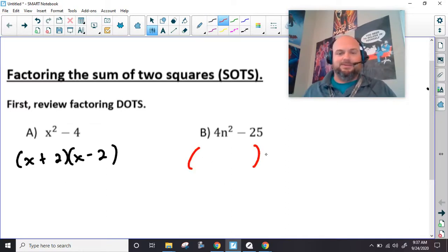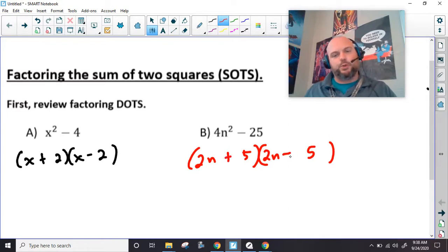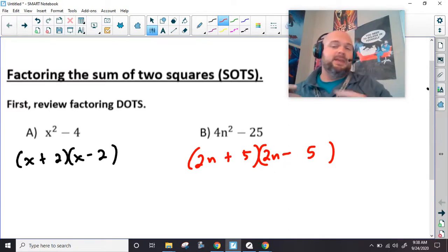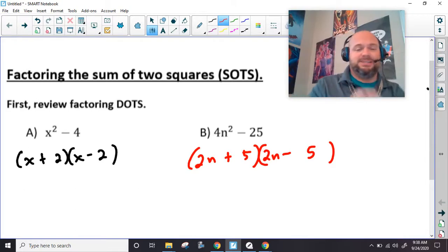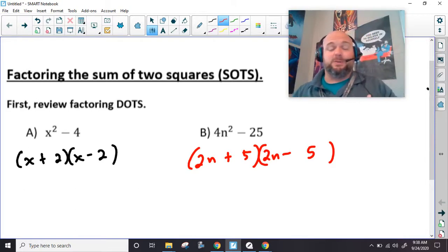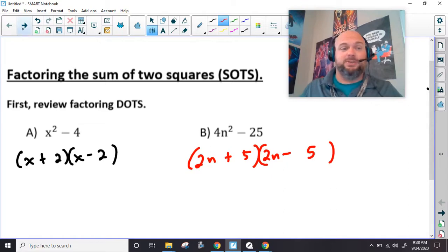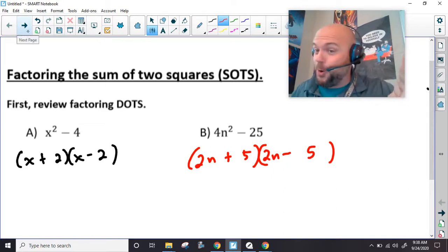All right. So we start with two sets of parentheses. The square root of 4n squared is going to be 2n and 2n. Square root of 25 is 5 and 5. One's a plus, one's a minus. That's it. Now, believe it or not, as simple as that is, that's basically what we're doing today. Just watch. Hang on. But wait, there's more.